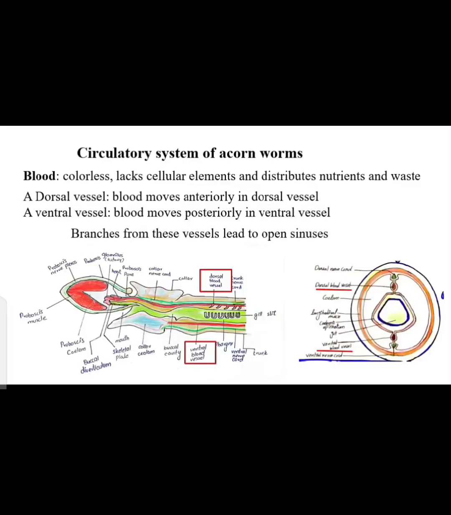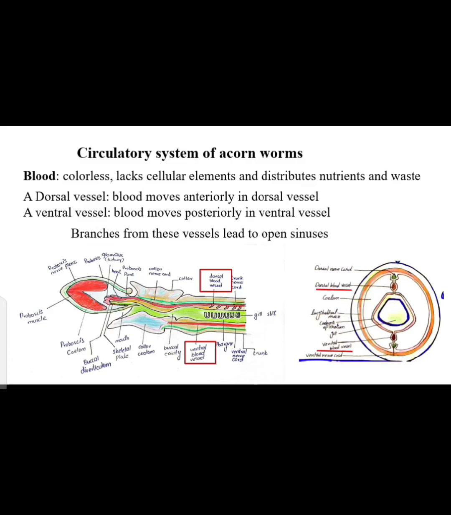Circulatory system of acorn worms. An open circulatory system is present in acorn worms. In an open circulatory system, blood flows through open pores or sinuses and simple blood vessels are present without a closed network. The blood of the acorn worm is colorless, it lacks cellular elements and it distributes nutrients and waste. Blood is without any respiratory pigment because gas exchange occurs mainly through the body surface and pharyngeal slits.